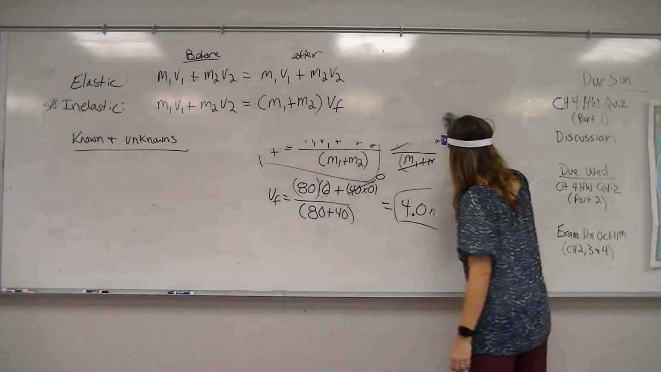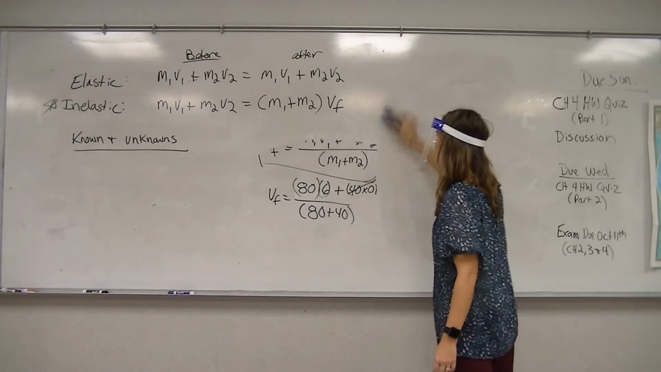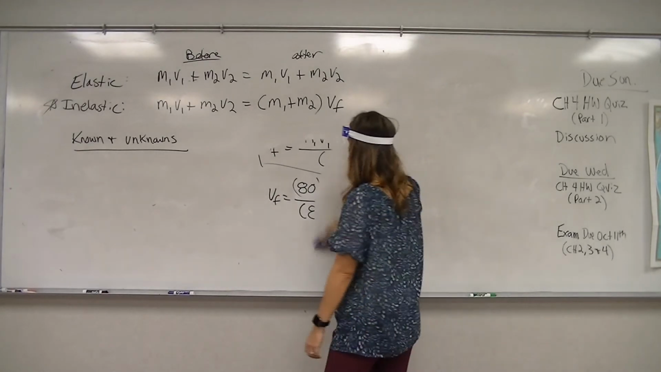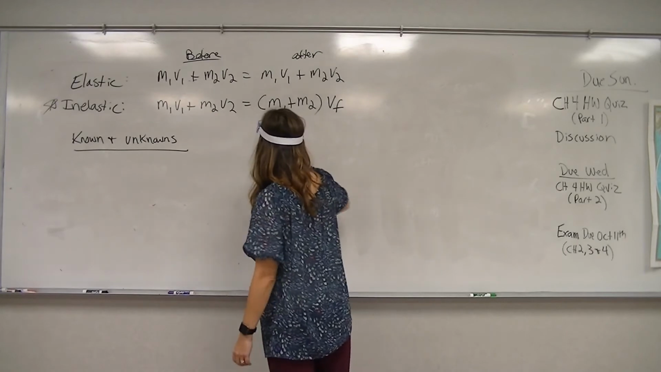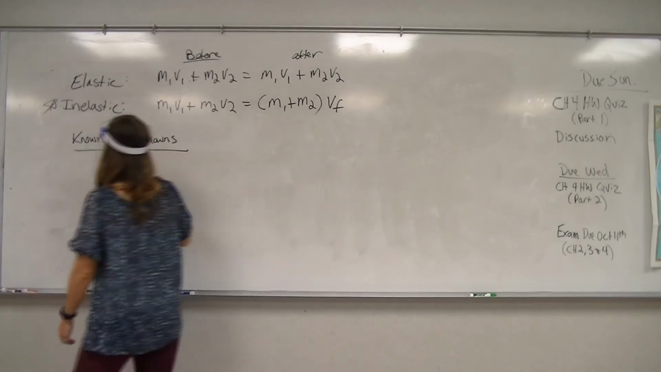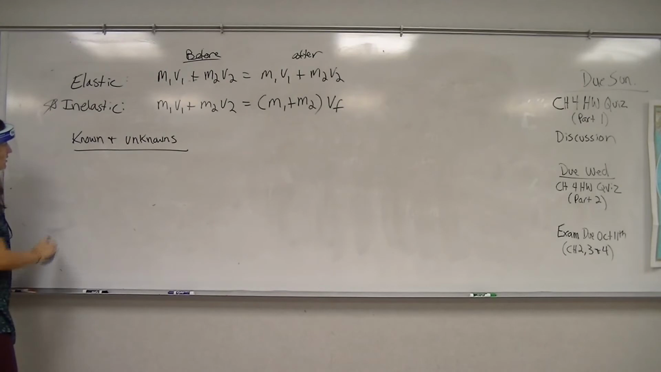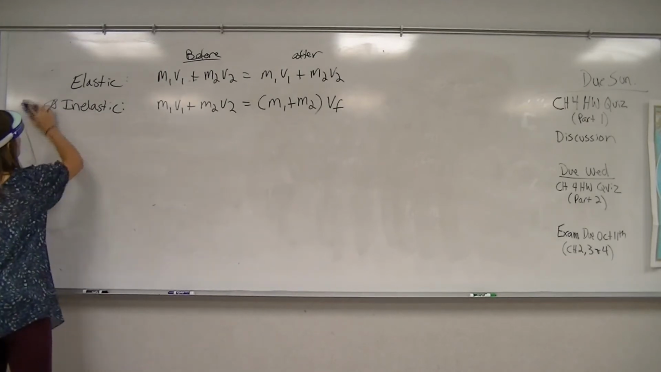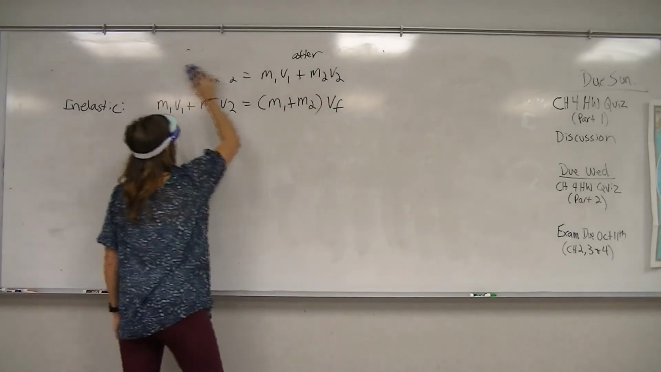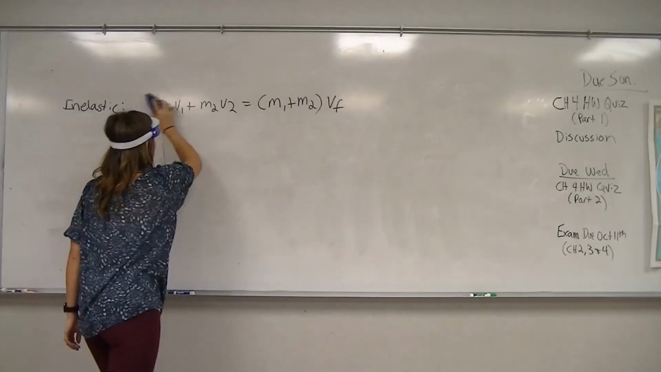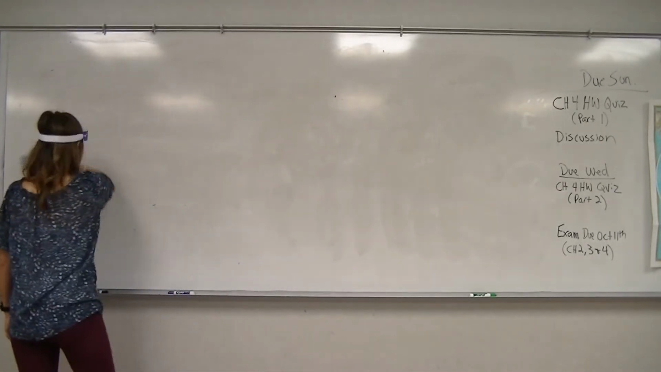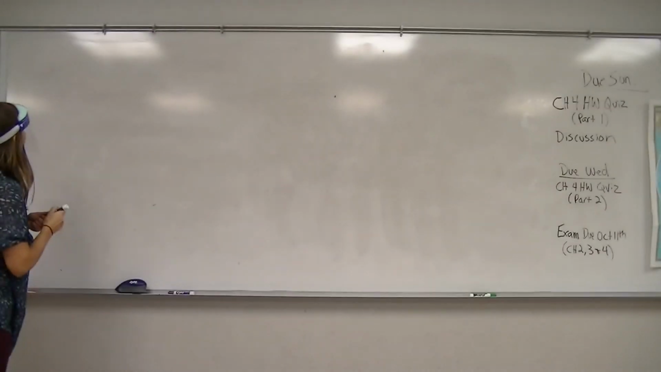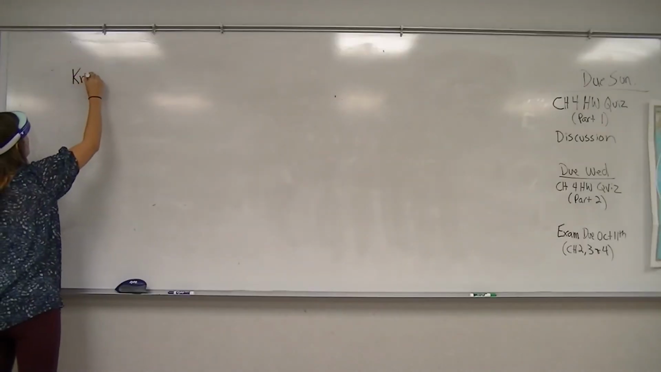Looking at number 4, reading it. You've got two cars colliding. They're sticking together. So what type of equation is it? Elastic or inelastic? Inelastic. Okay, so we're using that top equation. It's going to take a bit of room here. So let's do our knowns and unknowns.